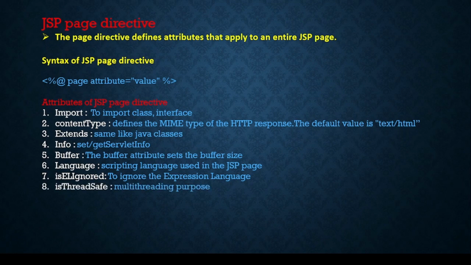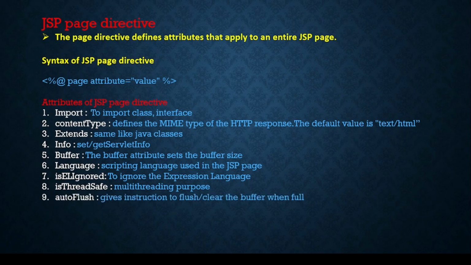And the eighth one is isThreadSafe. This attribute we are going to use for multi-threading purposes. Whenever we are working in a multi-threaded environment, how we can make use of isThreadSafe, that we are going to see.